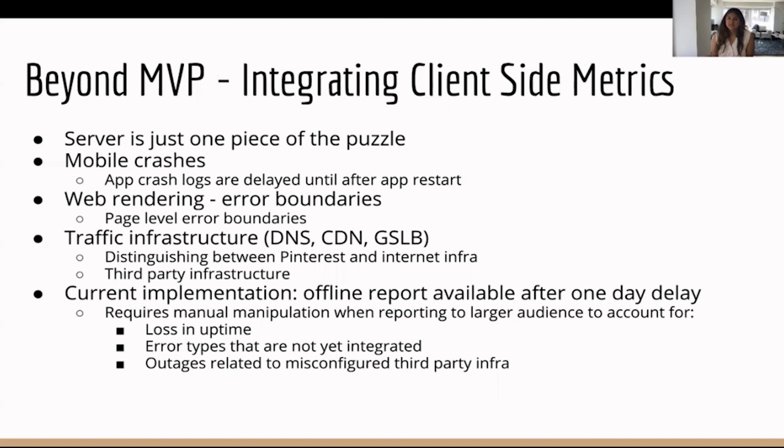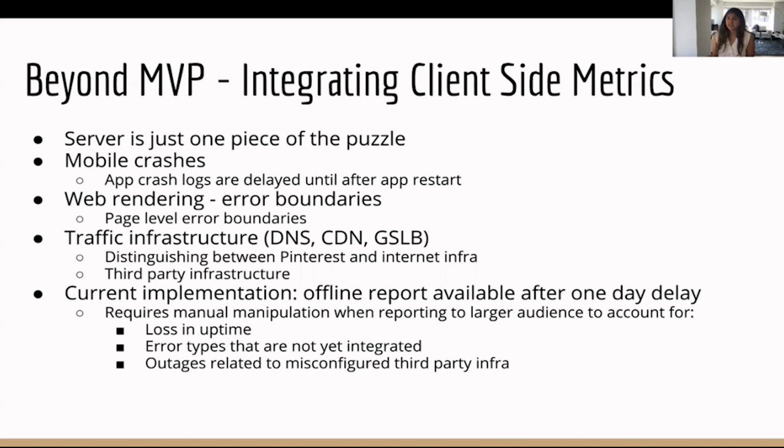Like I said earlier, we use this metric to report to leadership. And so we actually have a monthly availability report that SRE is responsible for. This does require manual manipulation to account for error codes that haven't yet been integrated. So sometimes we'll have an outage and we'll say, wow, we're not counting this, but we should be. So we need to manually account for that in our monthly report. And outages related to misconfigured third-party infra, those are things that we need to manually account for.